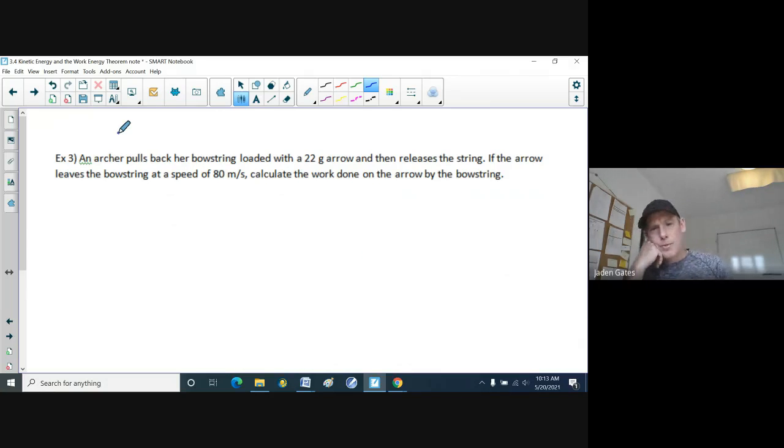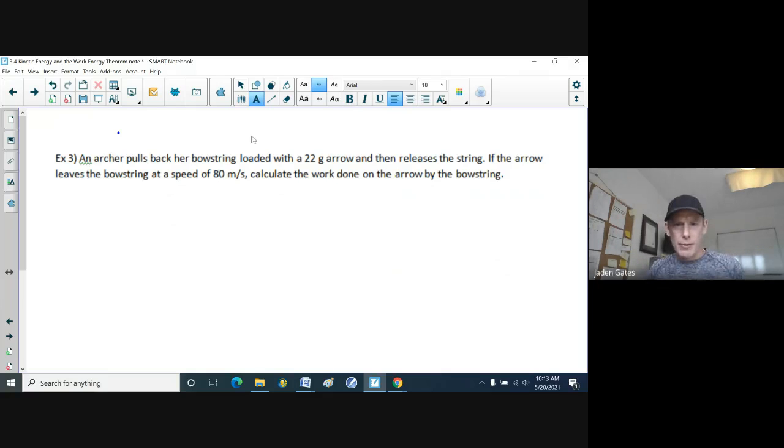An archer pulls back her bowstring loaded with a 22-gram arrow and then releases the string. If the arrow leaves the bowstring at 80 meters per second, calculate the work done on the bowstring. All right, so let's get to a few things first. We're going to find the work done on the bowstring, and work is going into changing the kinetic energy. Of course, your arrow is not moving initially, so all that work is going into creating kinetic energy.